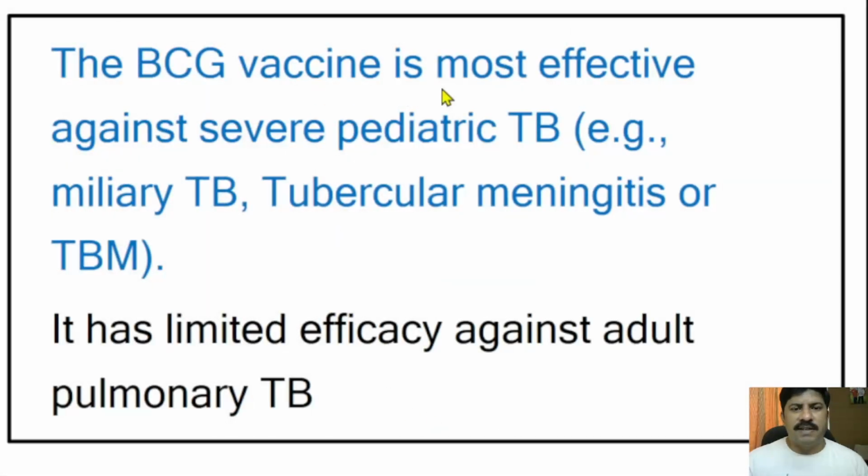The BCG vaccine is most effective against severe pediatric tuberculosis, for example miliary TB or tubercular meningitis, TBM. It has limited efficacy against adult pulmonary TB. So it is usually effective in childhood. So what is miliary TB? Can you explain here? You can comment it below.